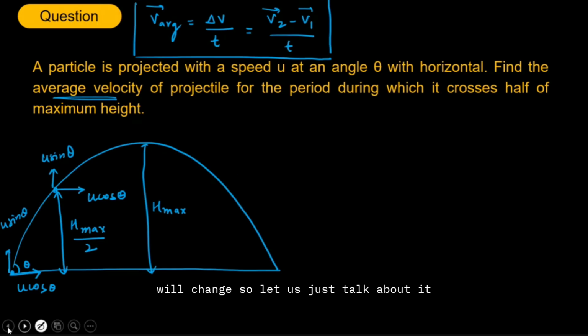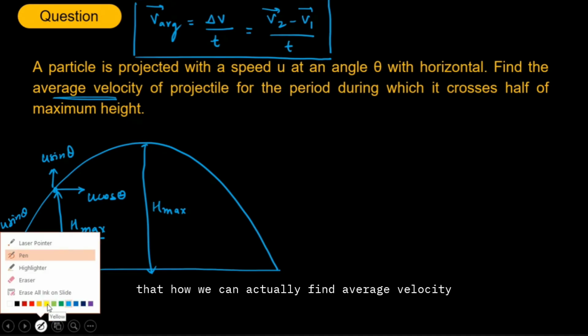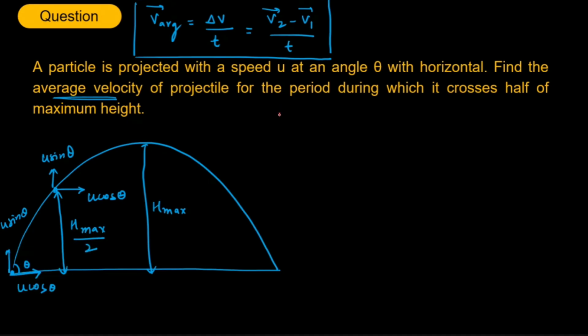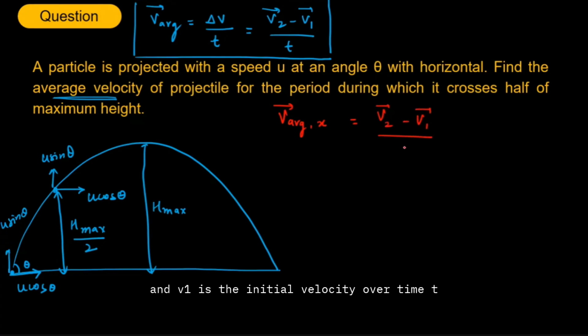So let us try to figure out how we can actually find the average velocity. First of all, we'll find the average velocity along the x-axis. Average velocity is going to be v2 minus v1, where v2 is the final velocity and v1 is the initial velocity, over time t. So we can assume that during that period t, the particle reaches h max by 2 height in the vertical direction.